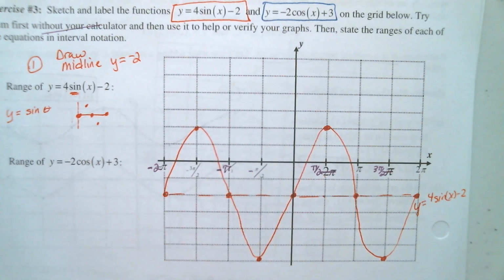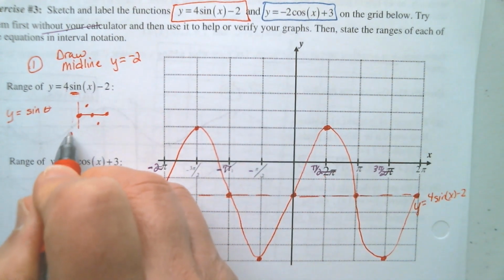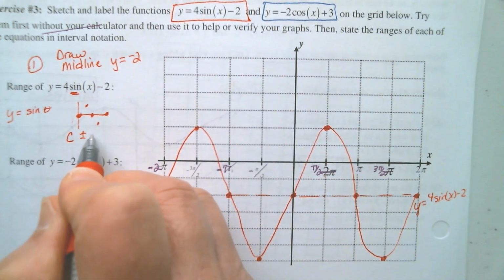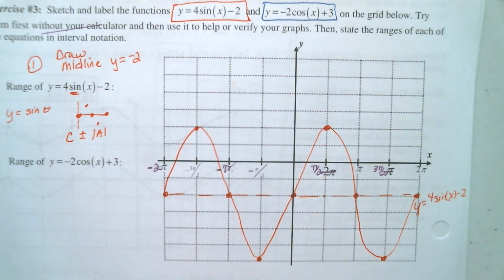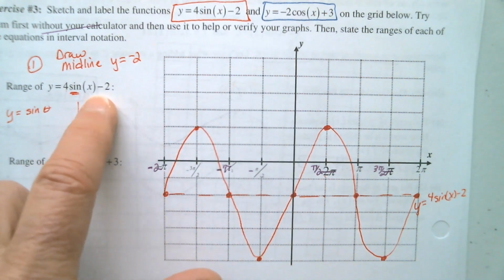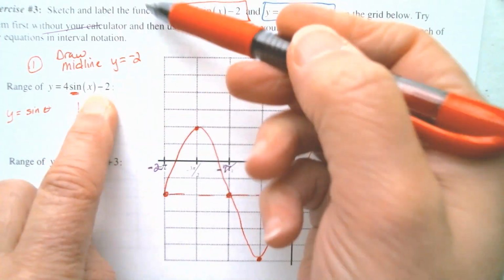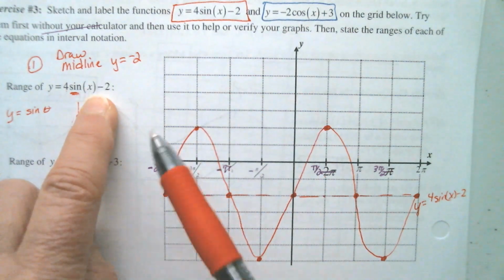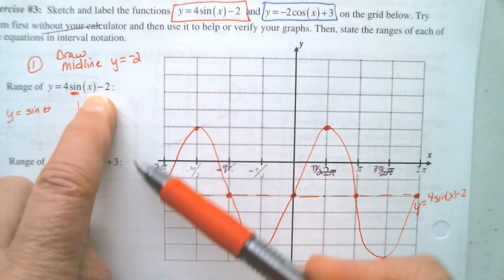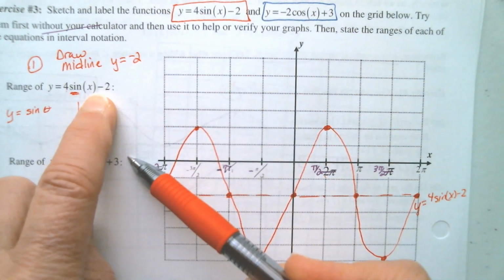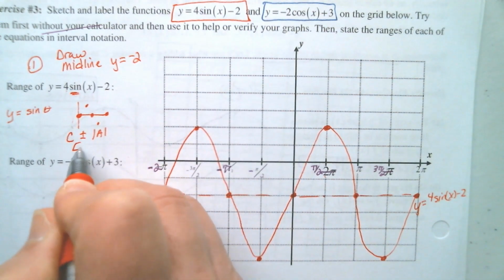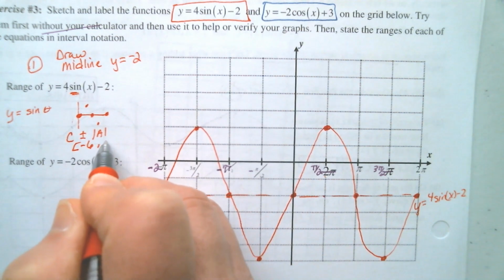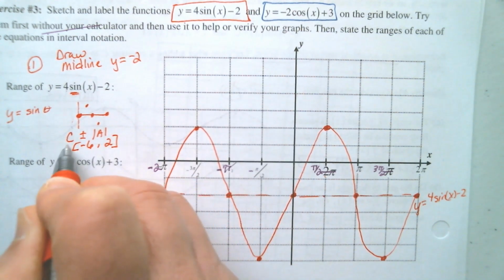What's the range? The range is the c value plus or minus the absolute value of a. So in this case, again, if I think of starting at the midline negative 2, and if I go up 4, I'm at positive 2. From negative 2, if we go down 4, we're at negative 6. So negative 6 to 2 is the range.